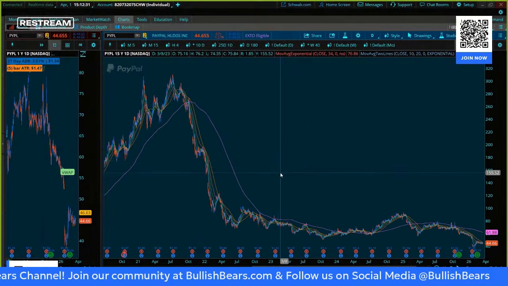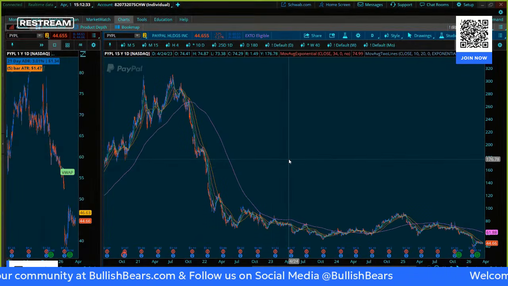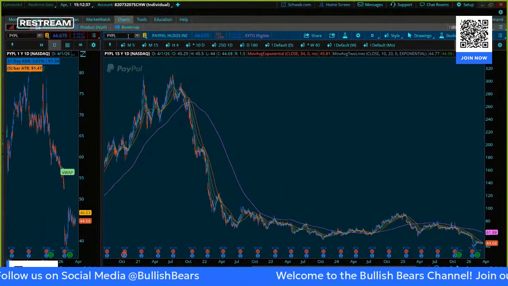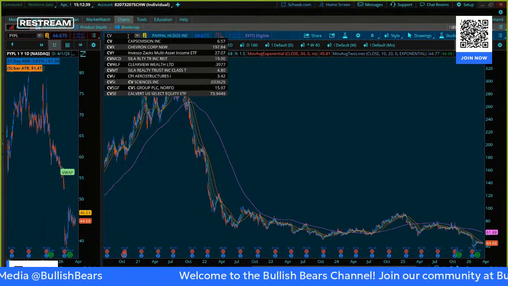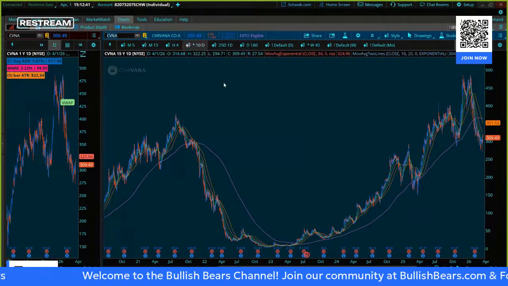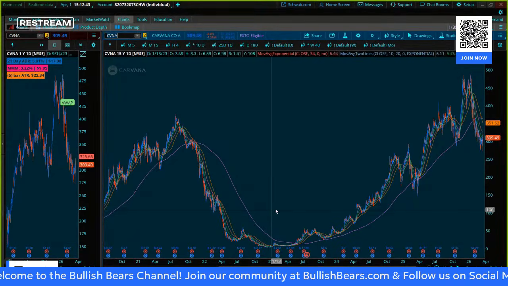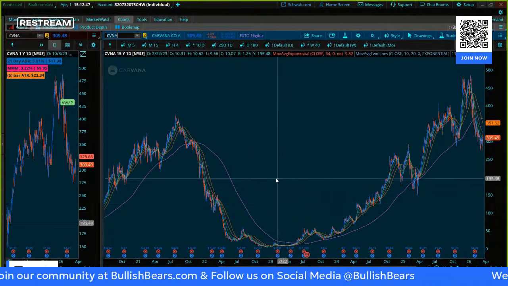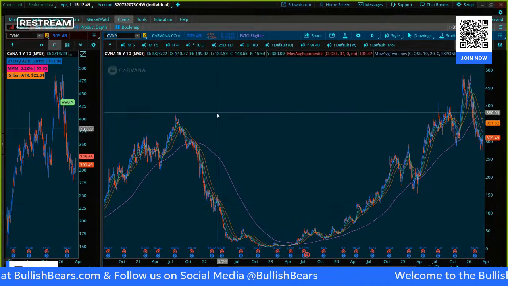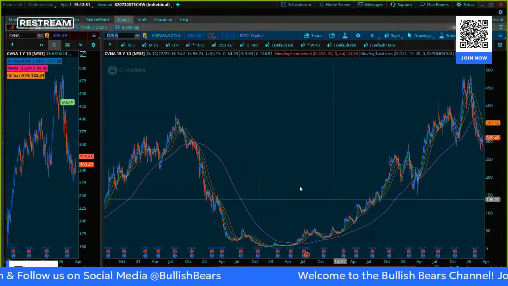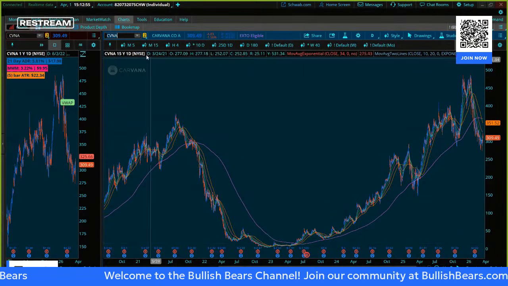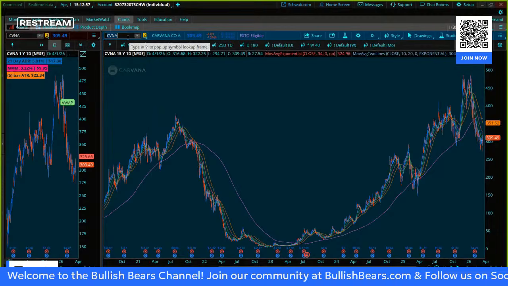So for an example of the beaten down space, bring it back up, PayPal is an example of it not working out. But you can always use Carvana for an example of what you should be looking for if you're looking for a fallen angel. I don't tend to focus on this style of trade a lot, but you've got to keep things changing up.